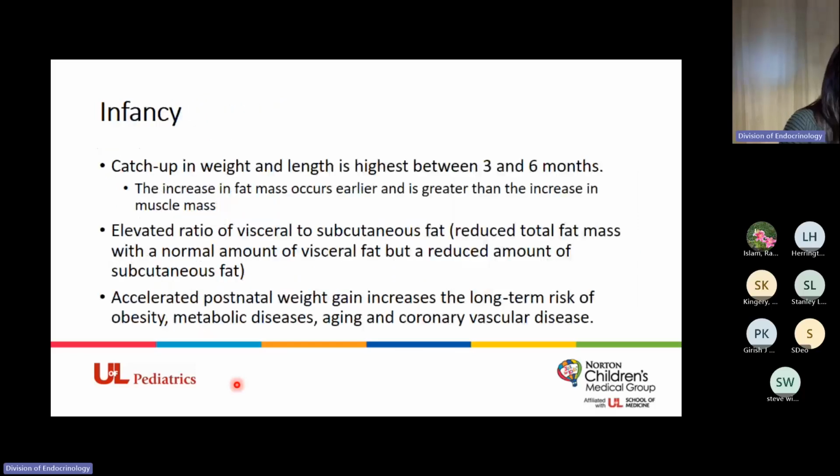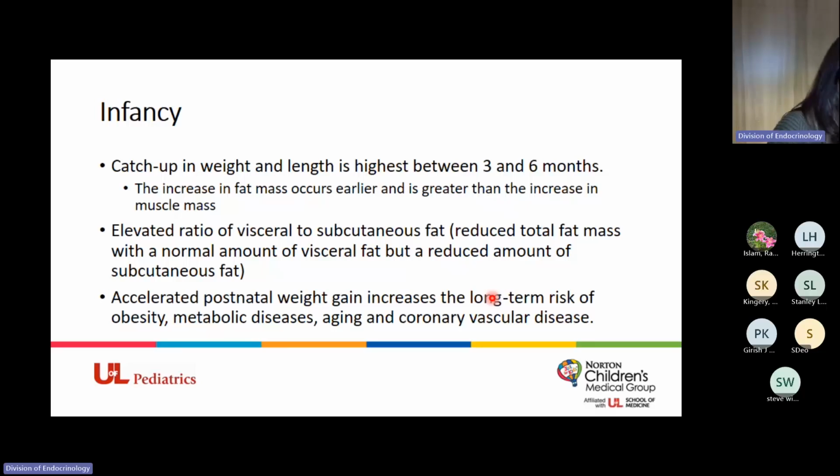Then in infancy, typically we see rapid catch up in both weight and height in the first few months. So usually between 3 to 6 months is when they gain rapid weight and length. And often they will have actually an increase in fat mass early on, and it is typically greater than the increase in muscle mass. So for that reason, typically they have an elevated ratio of visceral to sub-Q fat. The overall amount of total fat mass is reduced, but they have a normal amount of visceral fat and then a reduced amount of sub-Q fat.